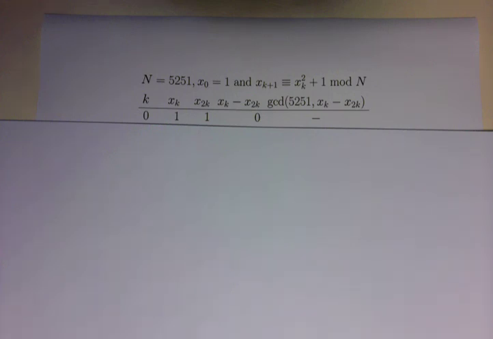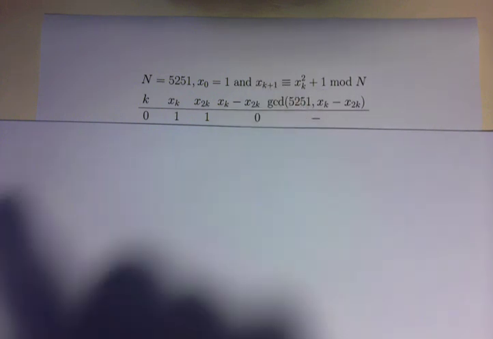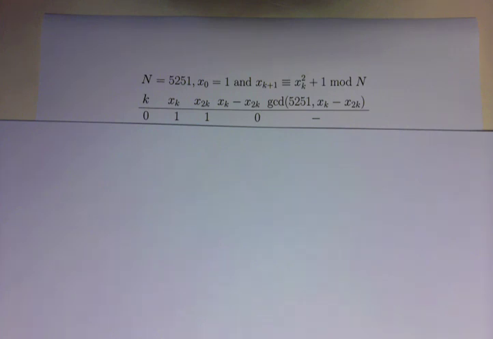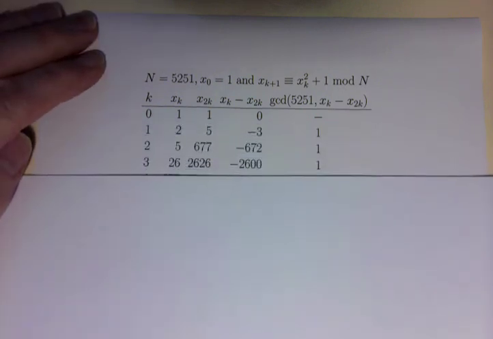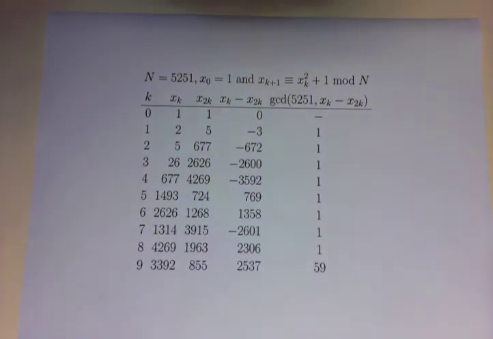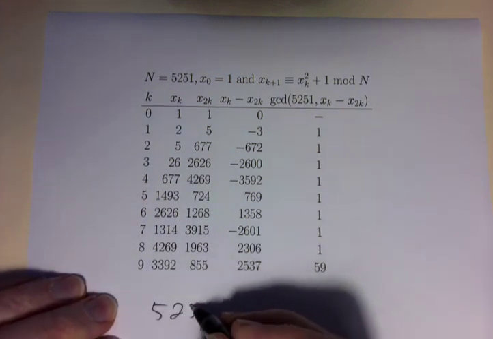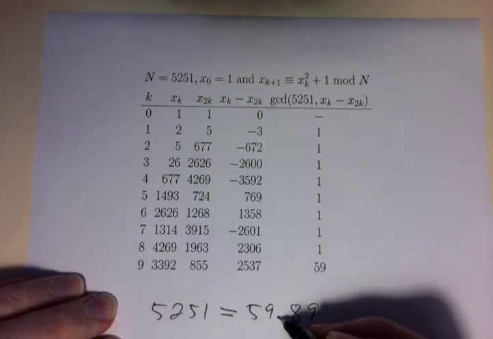Factoring 5251. What we're doing here is Pollard rho, with the recursion being: you square and add one in each step, and the seed is 1. You set it up, and these are big numbers, so you have to let the machine do the calculations for you. Your machine calculates, and after 9 steps, the machine is done. Hooray! We find the factor of 59, so we get that the factorization is 59 times 89.